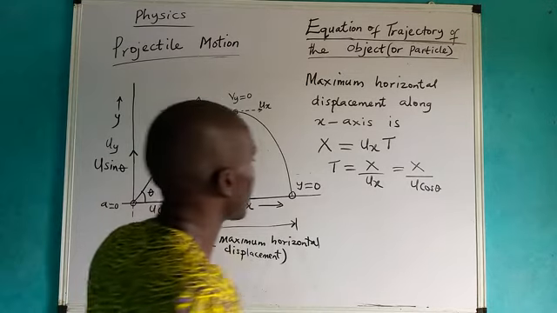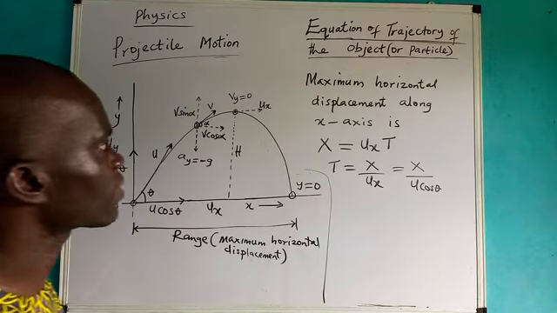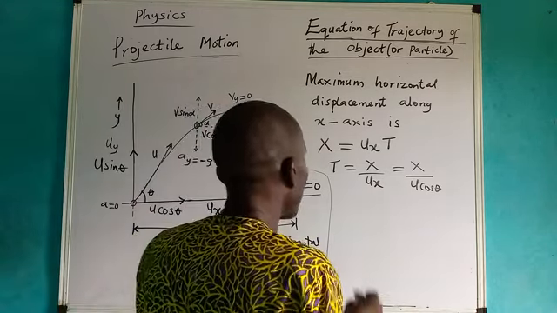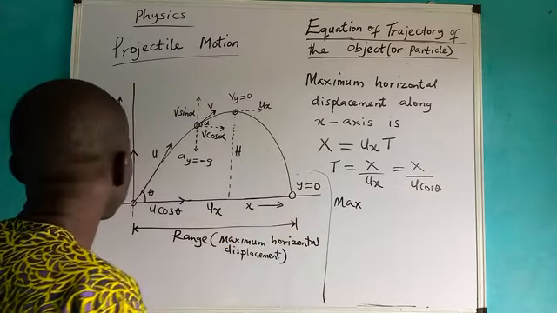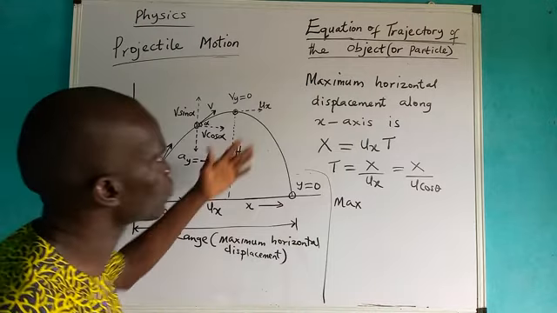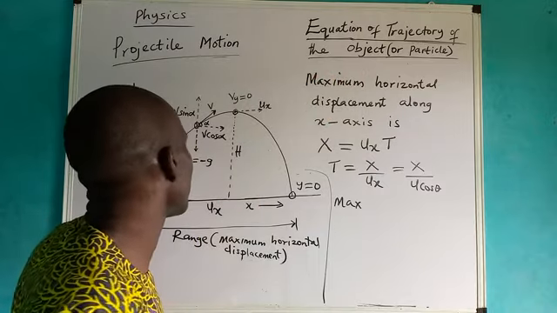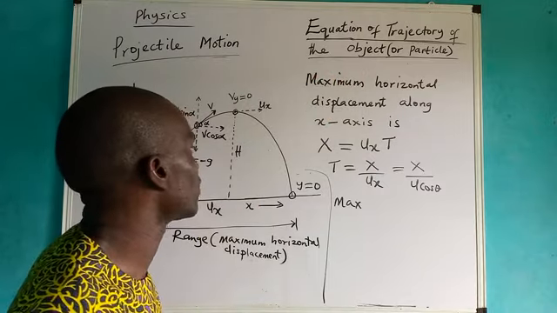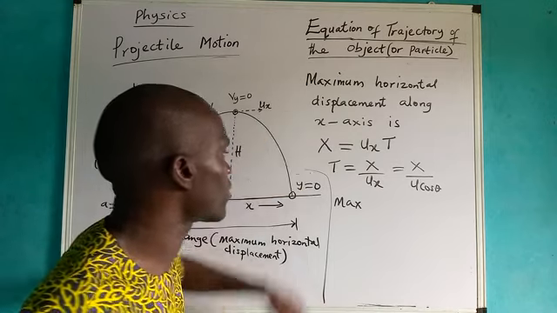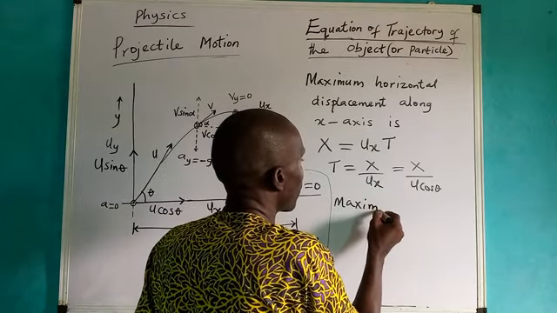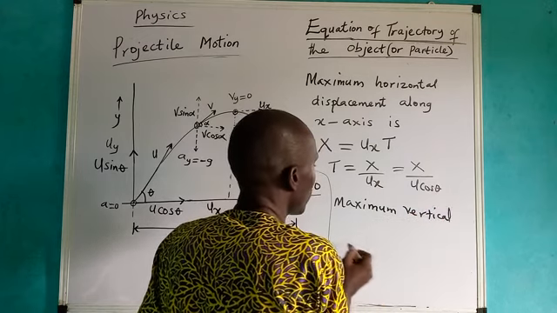Since we have done the maximum horizontal displacement along the S axis, let's also determine the maximum vertical displacement, the one for the Y axis. Remember, I told you that the equation of trajectory of the object or particle shows the relationship between the X and Y axes. Therefore, since we have determined the one for S, let's also determine the one for Y.